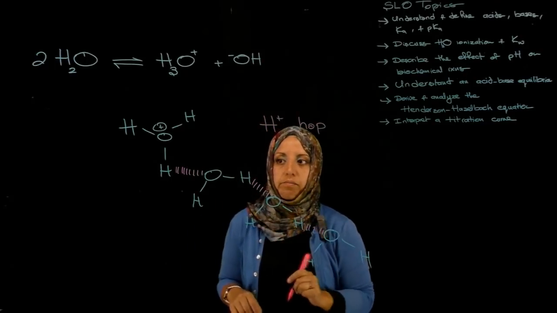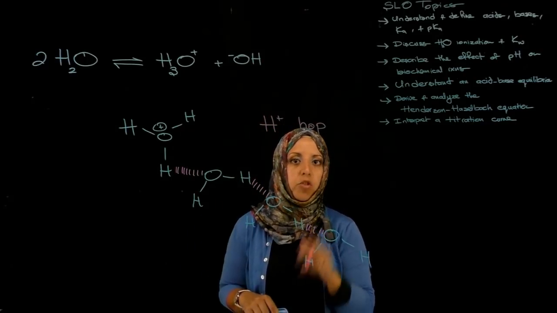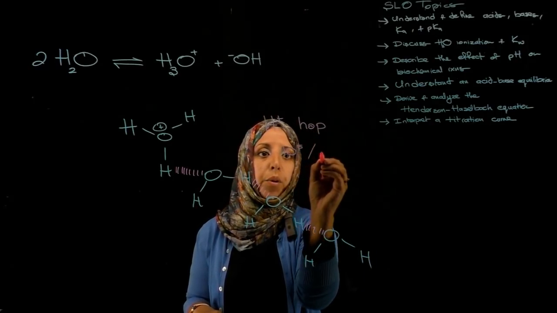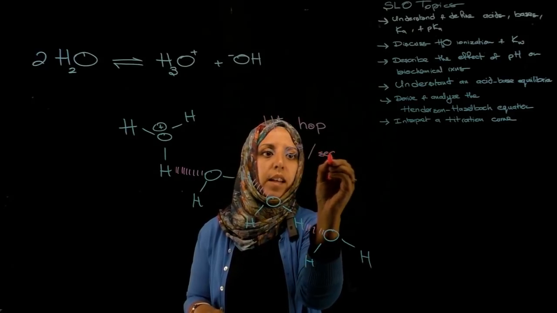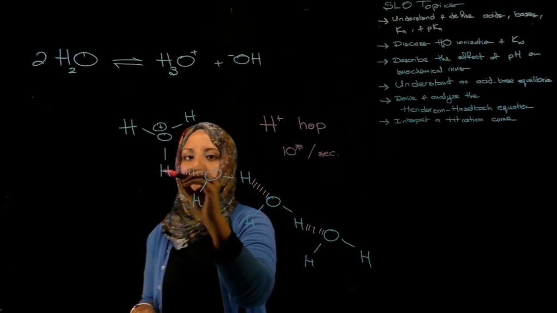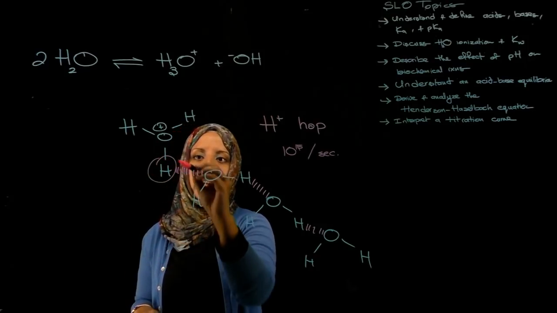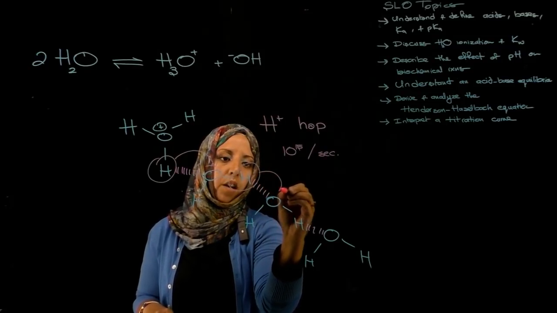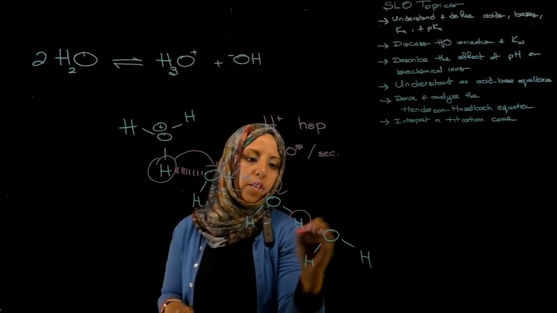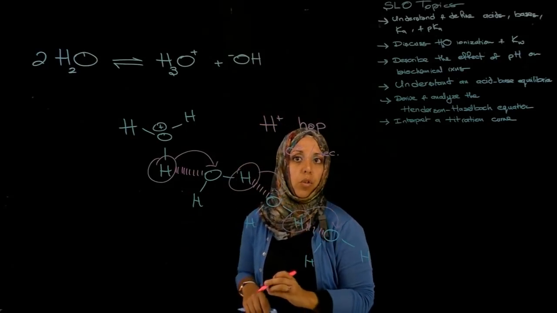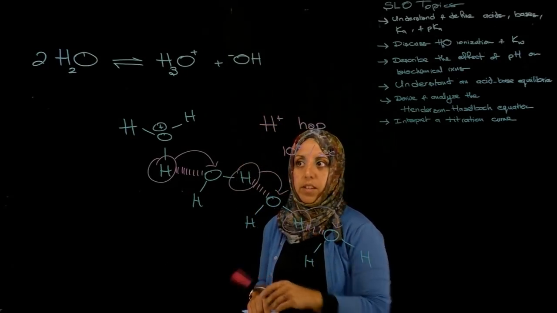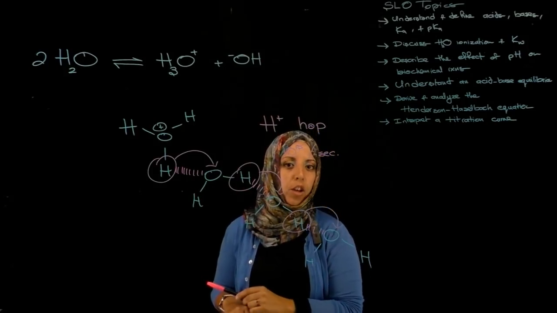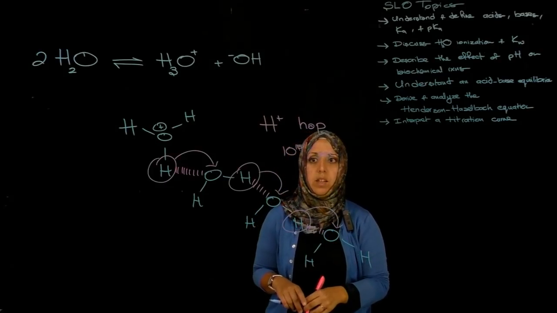And I'll show how it would look on this image, but it happens at a frequency of 10 to the 15 per second. So it's very quick, meaning that now this proton will hop to this oxygen, and now this becomes hydronium, this proton hops to the next oxygen, this proton hops to the next oxygen, and so forth. And that proton hop, which is characteristic of protons in water, or hydronium ions in water, occurs at a frequency of 10 to the 15 per second.